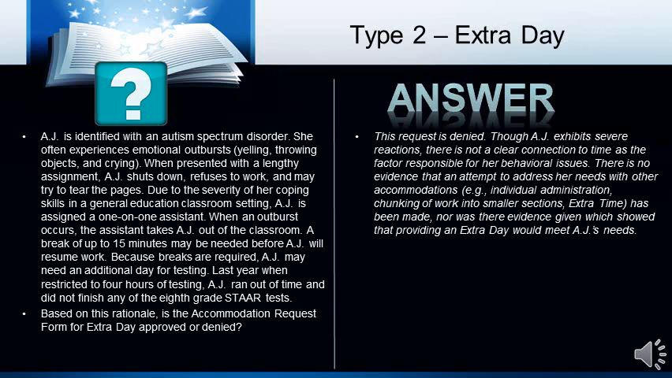Based on this rationale, is the accommodation request form for an extra day approved or denied through TEA? The answer is that the request is denied. Though AJ exhibits severe reactions, there is not a clear connection to time as the factor responsible for her behavioral issues. There is no evidence that an attempt to address her needs with other accommodations, such as an individual administration, chunking of work into smaller sections, and extra time within the same day, has been made, nor was there evidence given which showed that providing an extra day would meet AJ's needs.